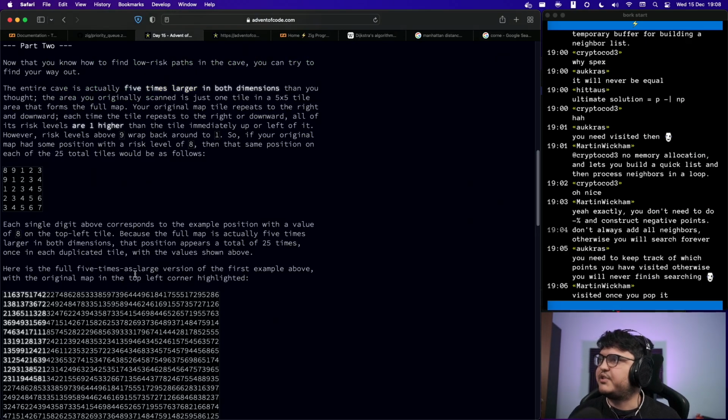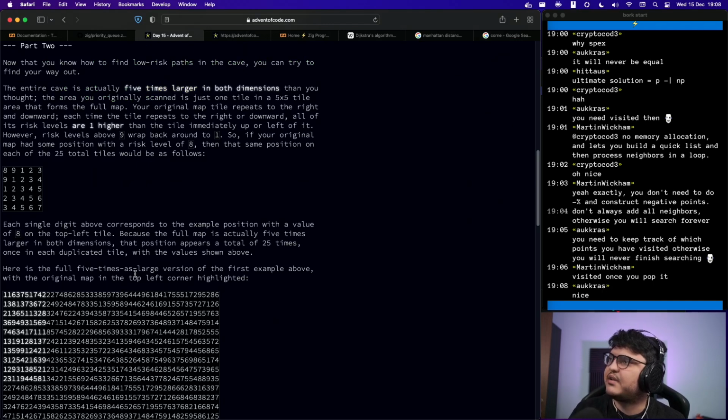Nice. Part 2. Now that you know how to find low risk paths in the cave, you can try to find your way out. The entire cave is actually 5 times larger in both dimensions. The area you originally scanned is just one tile in a 5x5 tile area that forms the full map. Your original map tile repeats to the right and downward. Thank God it doesn't also repeat in the opposite directions.